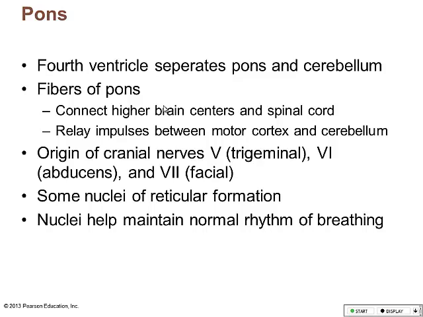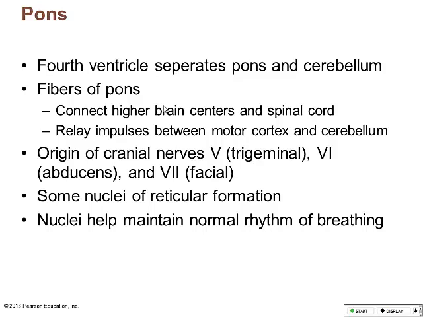Pons. As we go lower down, it's a little bump before the medulla oblongata. We see there's a whole bunch of different fibers there. They connect some of the higher brain centers to the spinal cord. We're going to see some cranial nerves coming out of the pons region.